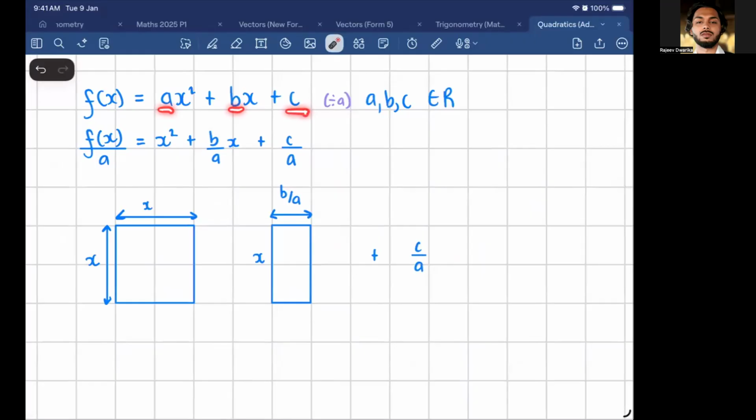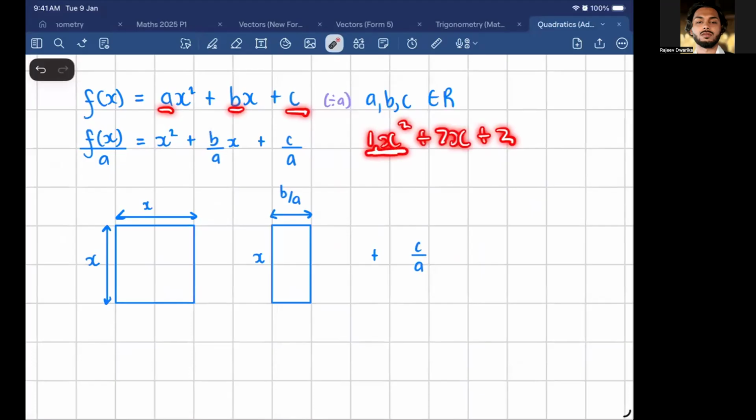So let me give an example. I could have x squared plus 7x plus 2. And Caleb, if I have that, what would A be over there? A is 1, because how many x squares is that? 1, right? So that's 1x squared. Okay, so A is 1.